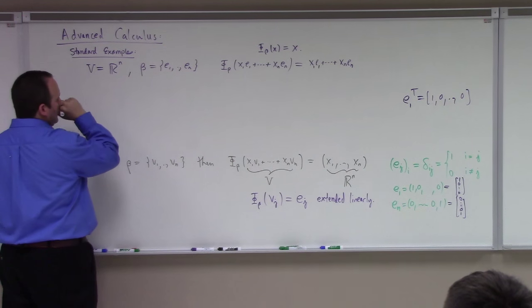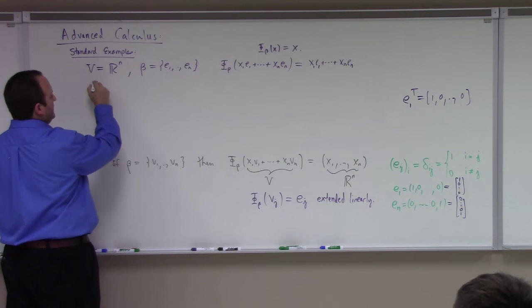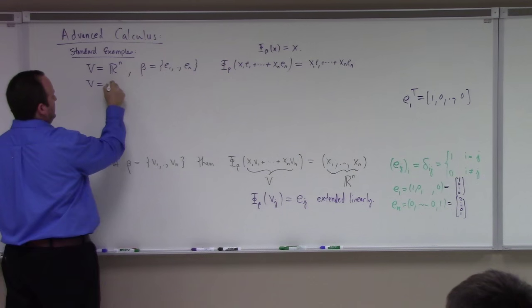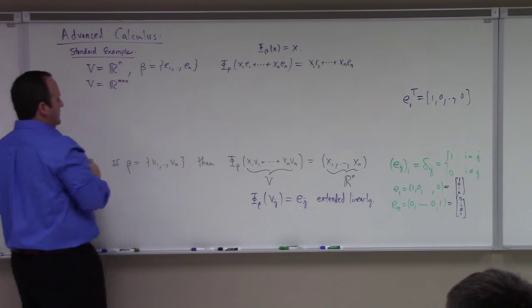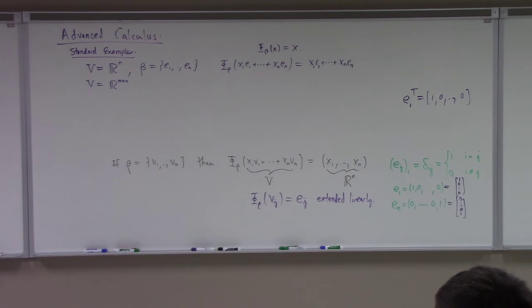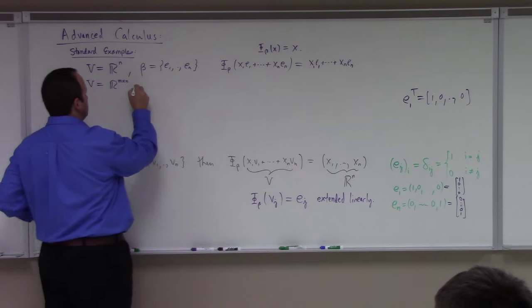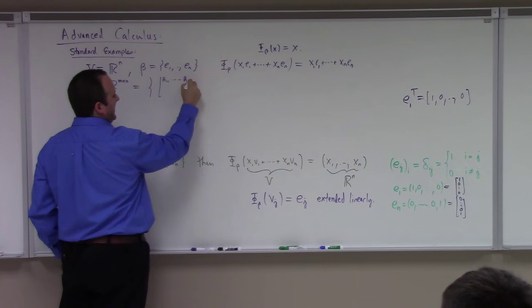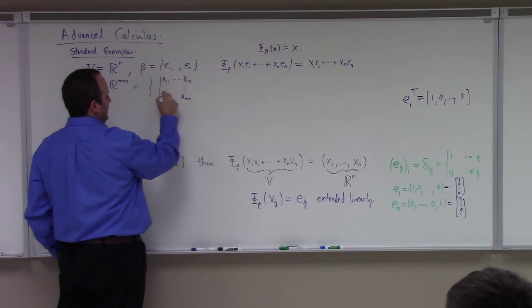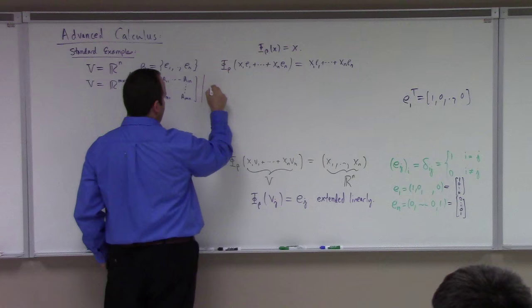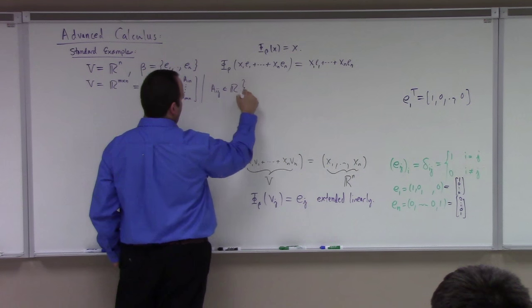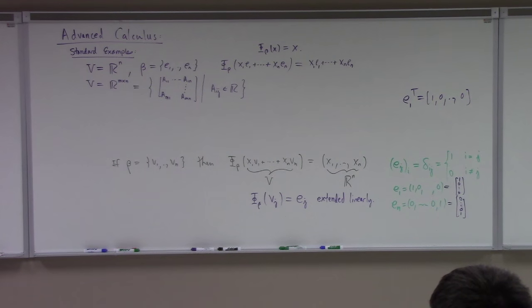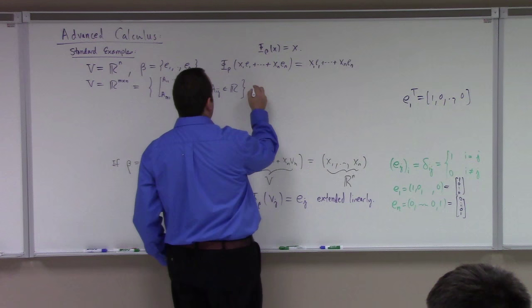Now, let's see here. V equals, well, first of all, we do R^(m by n). So this is the set of m by n matrices. Now, what does that look like? Basically, you've got something like A11, up to A1n, and the last one out here is AMN, with AM1 down below, such that the Aij are in the reals. So that's what a matrix looks like. Now, you see what I can do is I can write this.